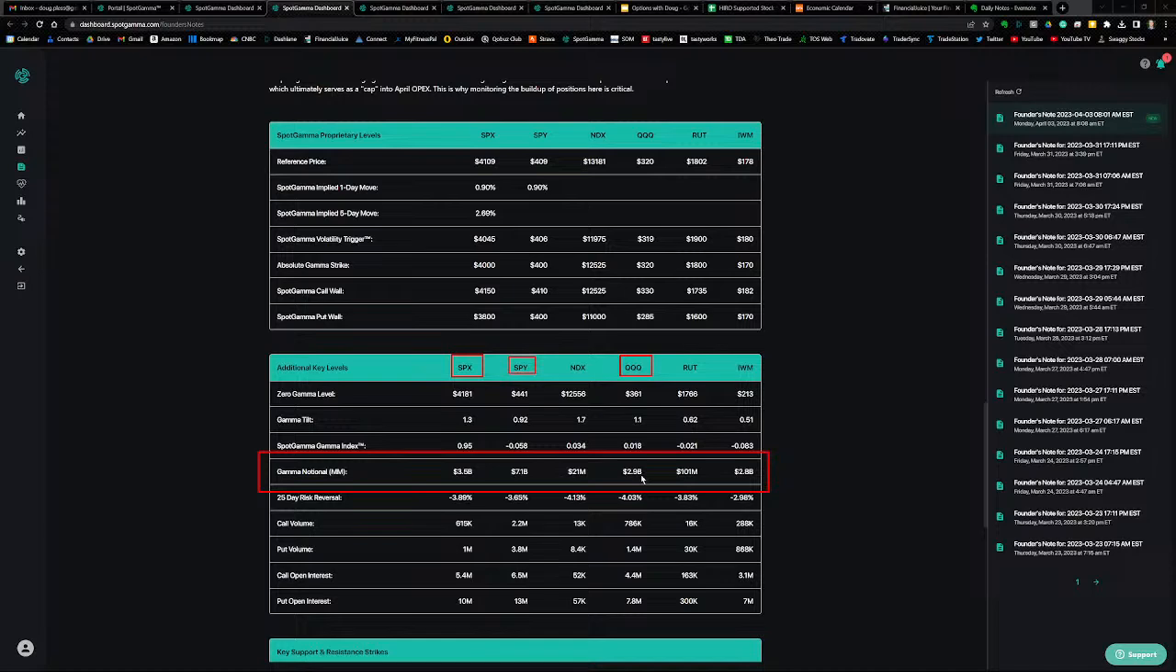And again, they have to sell futures as price increases to hedge their delta exposure. And then if price decreases, they can buy back their short futures. So in a positive gamma environment, they're trading against price to hedge their delta exposure.